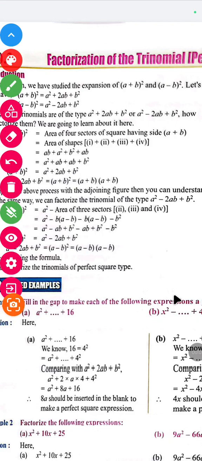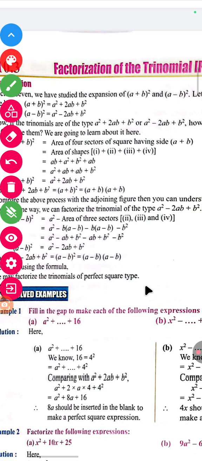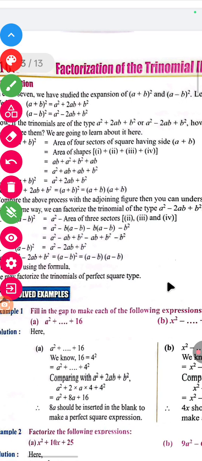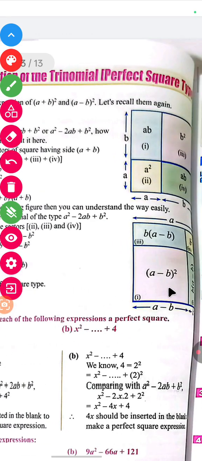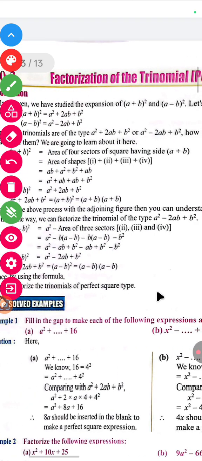Well, hello everyone. Today we are going to do factorization from the Maths Link book. It's from class 8. Factorization of the trinomial using perfect square type. Perfect square type means we know that the factorization is always written in product form.